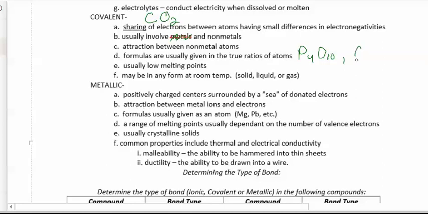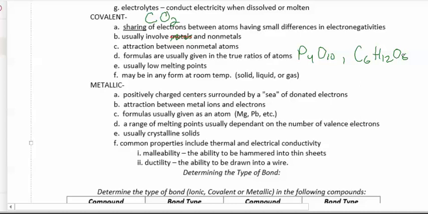Another example would be glucose, C6H12O2. We write the specific quantity. We're going to talk about other ways of writing these a little bit later. But these often have very low melting points. Thinking of carbon dioxide, it's a gas at room temperature. But they can be solids, liquids, or gases. So think of water. Water is a liquid at room temperature, also a covalent substance.